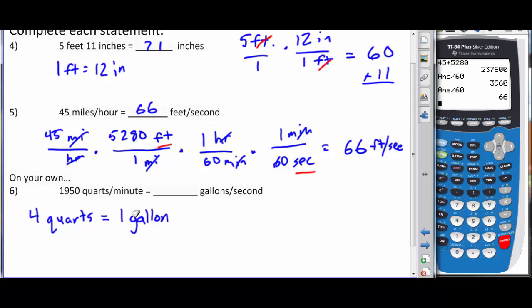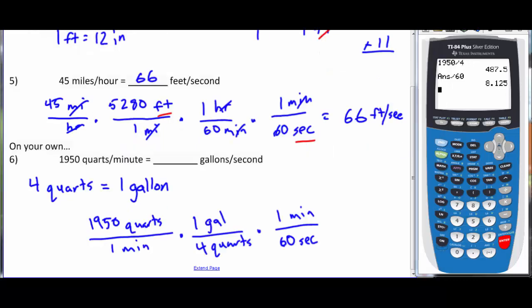Okay, so again, pause the video. When you finish this problem, compare your work to mine. All right, welcome back. I've done everything but write down my final answer for this one. So I know that 4 quarts are equivalent to 1 gallon. In order to convert this to gallons per second, I first need to change quarts to gallons, and I could do that with the conversion you see here.